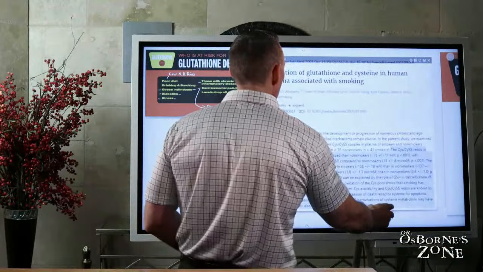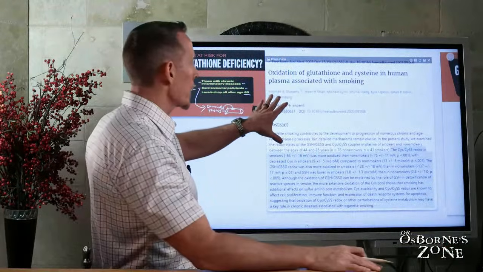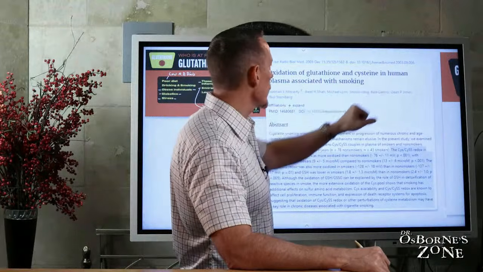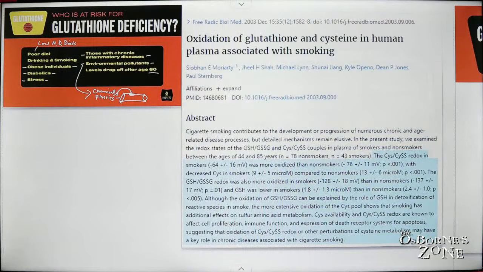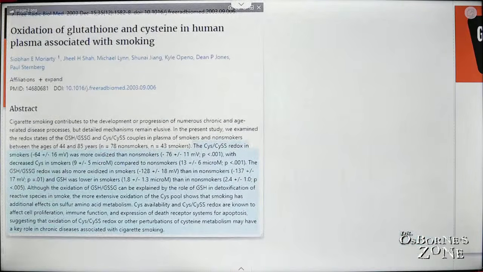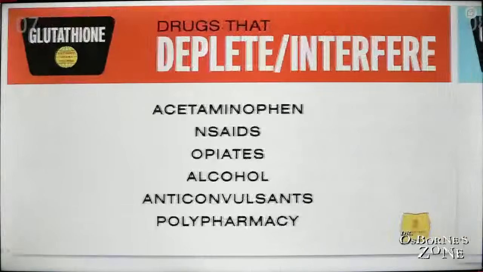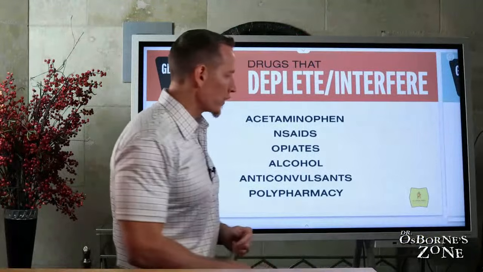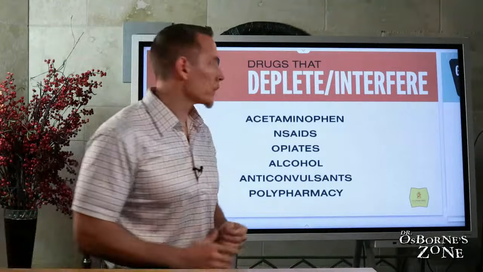So smoking is another major factor, and let's bring up the study on smoking. You can see oxidation of glutathione and cysteine in human plasma associated with smoking. The bottom line in this study is that smoking causes a dropping or a utilization. It uses up your glutathione and thus creates a greater oxidized form of glutathione in your bloodstream. So again, smoking creates a problem for glutathione maintenance in folks, and this is a human study as well. At this point, in this day and age, if I have to tell you that smoking's bad for you, you've got bigger problems.